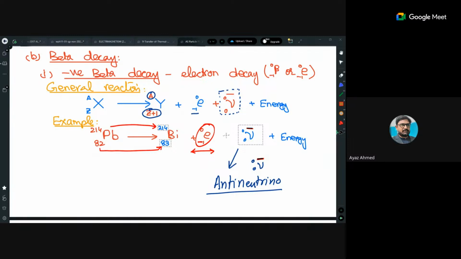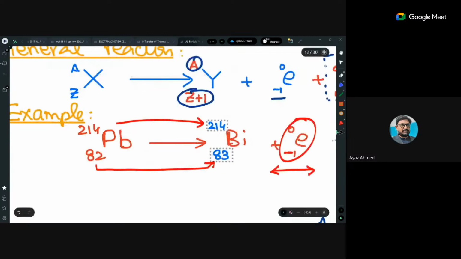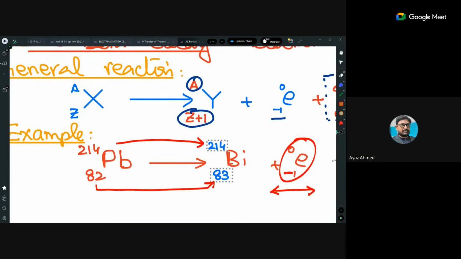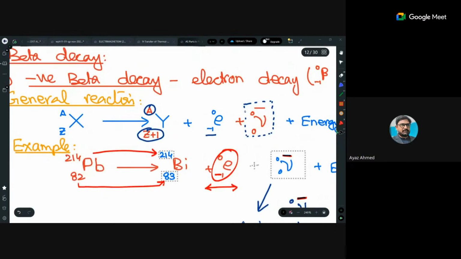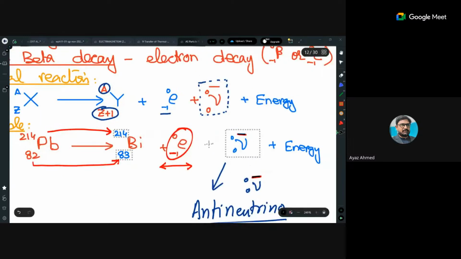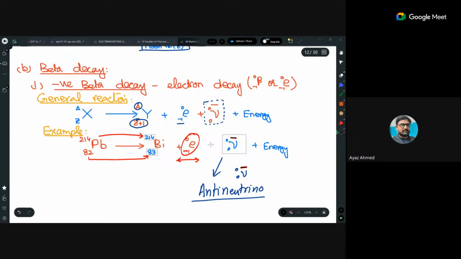The main identification of that is that a neutron is converted into a proton, and an electron antineutrino is generated. Check this one out. During this, Z is increased by 1 and A remains unchanged. Got it?